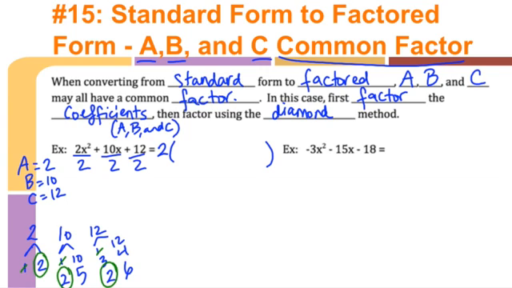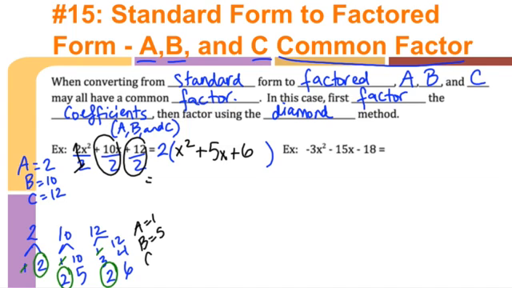Okay? So 2 divided by 2, that gives me 1x squared. Positive 10 divided by 2, that gives me a positive 5x. And positive 12 divided by 2, that gives me a positive 6. So now I can use the diamond method because I've got A is equal to 1, B equal to 5, and C equal to 6. Just as a hint, you can use the diamond method just originally with these big numbers. It's just going to be way more of a hassle.